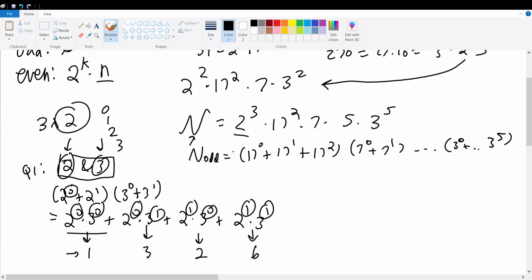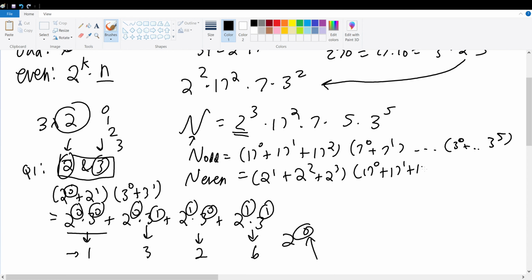Now, let's do n even. N even, by definition, can have a factor of 2. In fact, it must have a factor of 2, or else it won't be even. So we must have 2 to the 1. We cannot have 2 to the 0, because the interpretation of that is you do not choose any 2's. So this is 2 to the 1, added with 2 to the second, added with 2 to the third, and then you multiply by 17 to the 0, 17 to the 1, 17 to the 2, and so on, through 3 to the 0 plus on and on to 3 to the fifth.